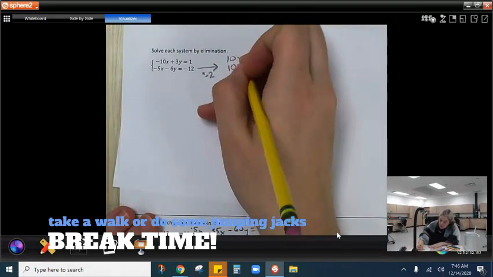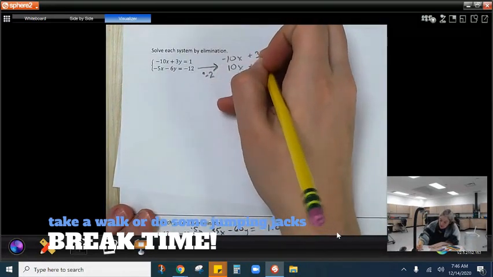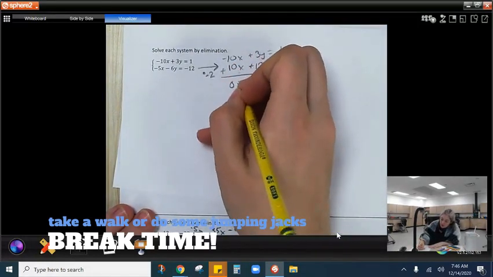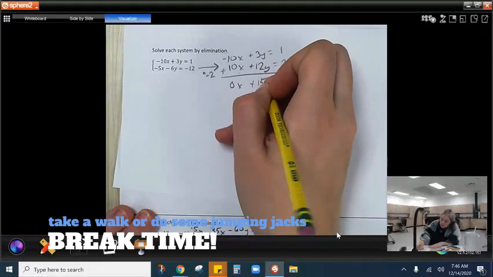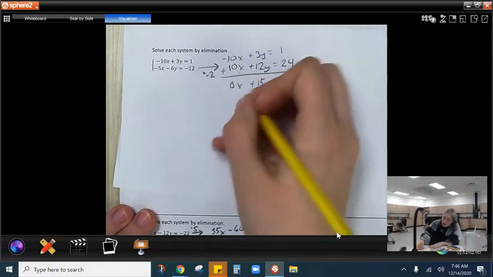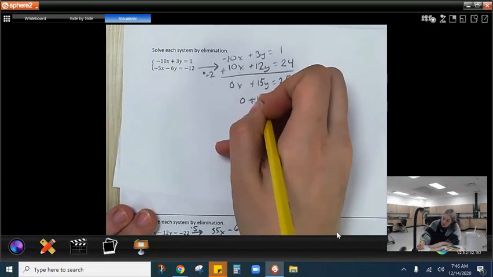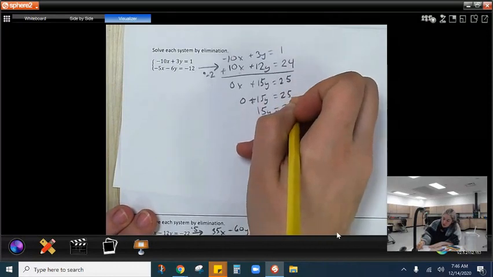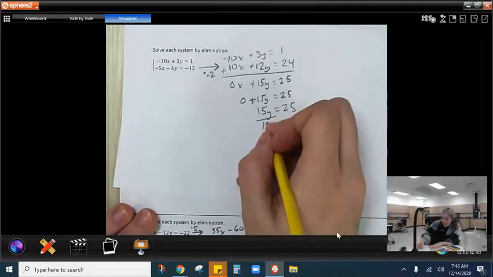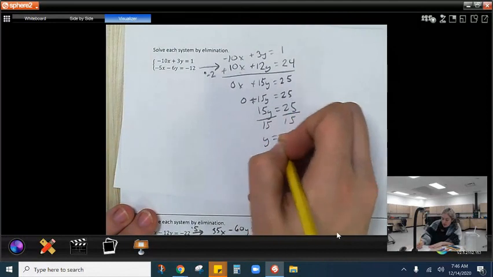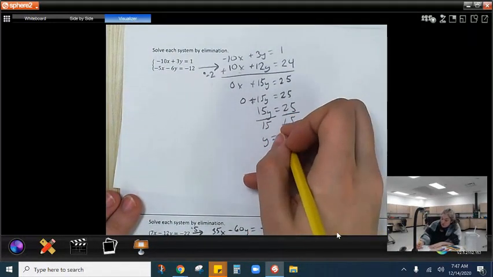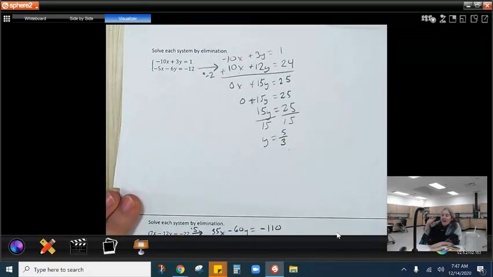For this one, we would have 10x plus negative 10x, plus 3y is equal to 1. I'm adding them together, remember? So this is 0x plus 15y is equal to 25. So that's really 0 plus 15y is equal to 25. So we have 15y is equal to 25. If I divide both sides by 15, I can reduce that down because both of them are divisible by 5. So this should be 5/3. Yay, a fraction. I know you love them.